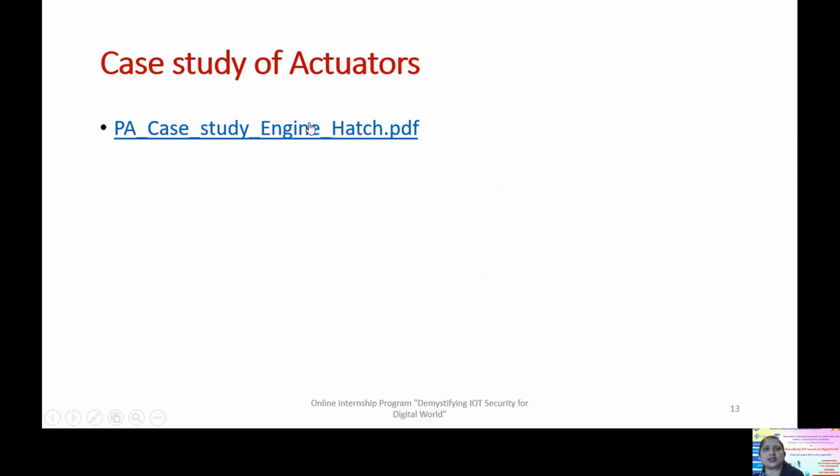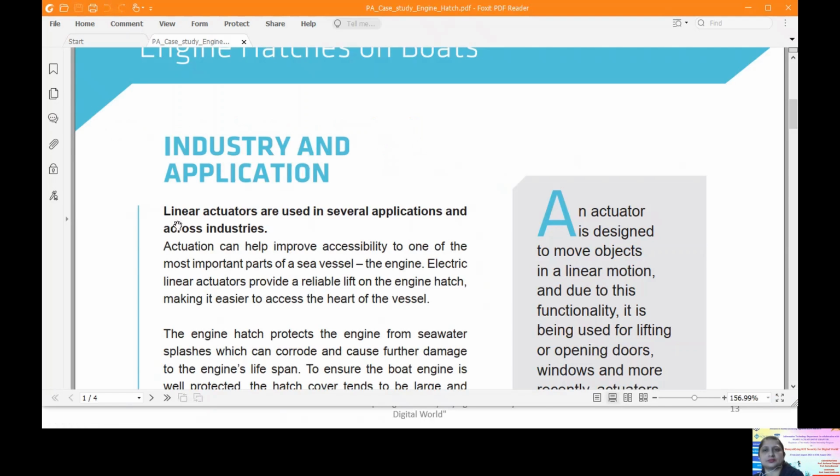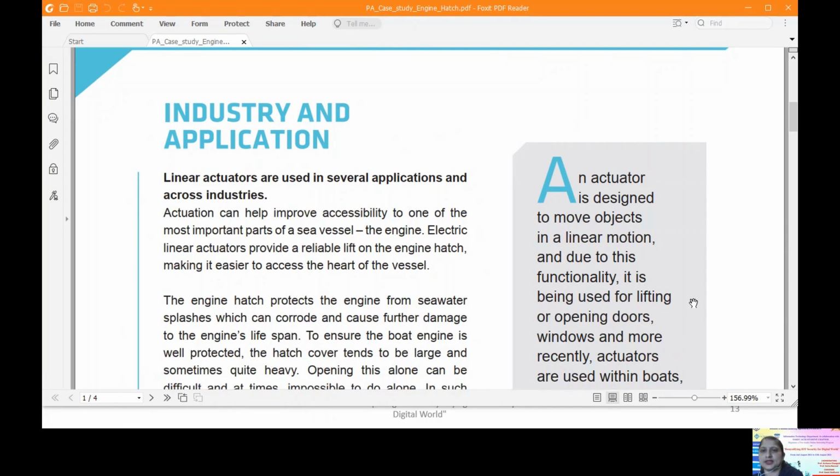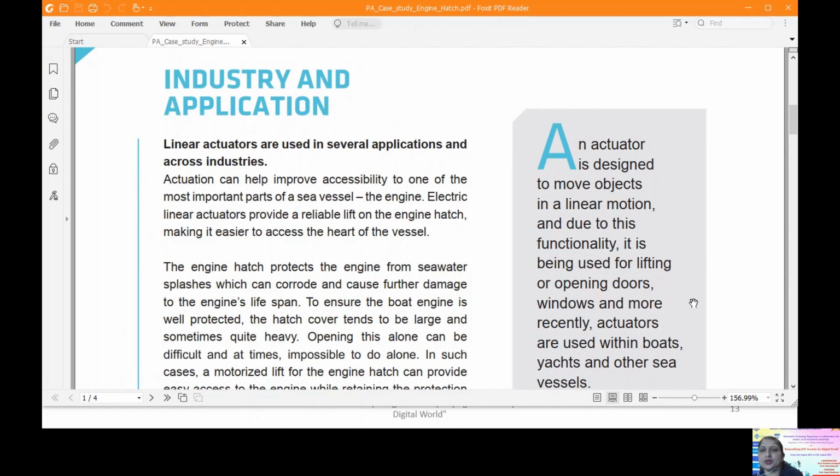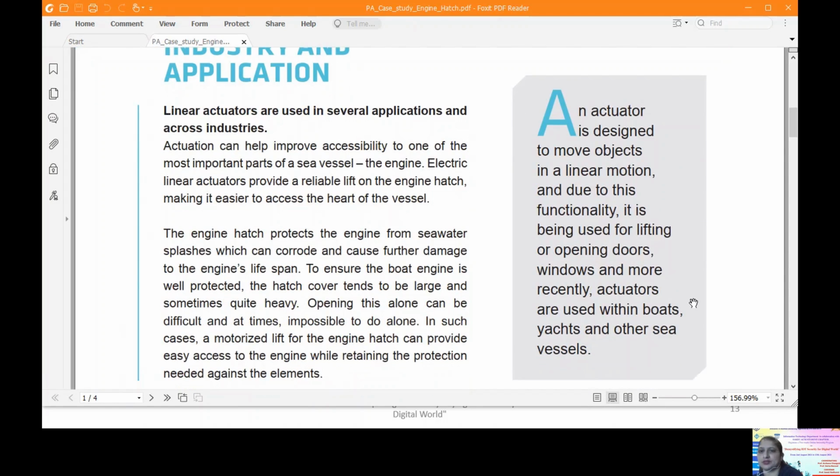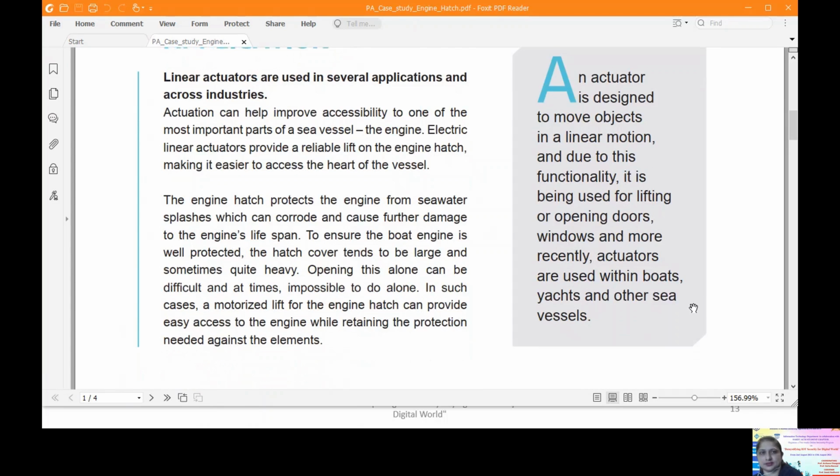Now we will see a small case study of actuators. We know that an actuator is designed to move an object in linear motion, and due to this functionality it is used for lifting or opening doors, windows, and more recently actuators can be used within boats or yachts and other sea vessels.